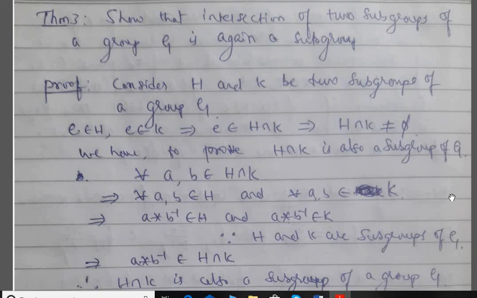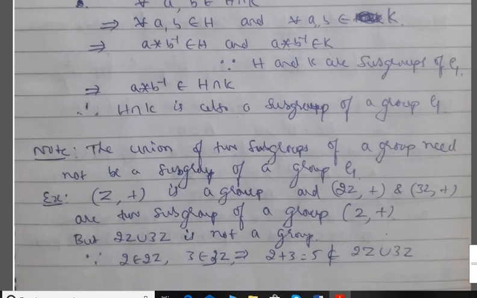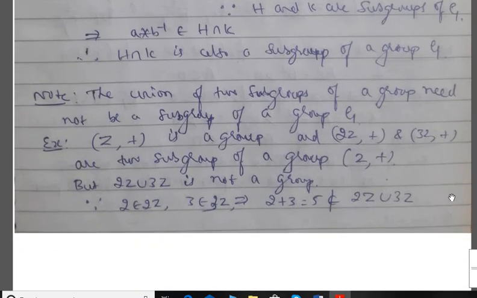The intersection of any two subgroups is always a subgroup of a group G. Is the union of two subgroups again a group? No. The union of two subgroups of a group need not be a subgroup. It may or may not be, depending on the given set. So the union of two subgroups of a group need not be a subgroup of a group G.